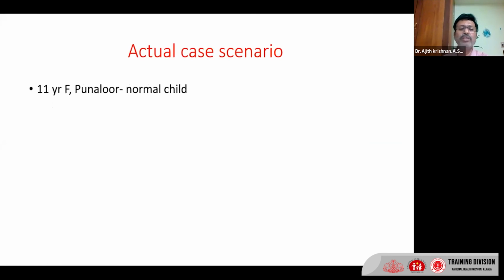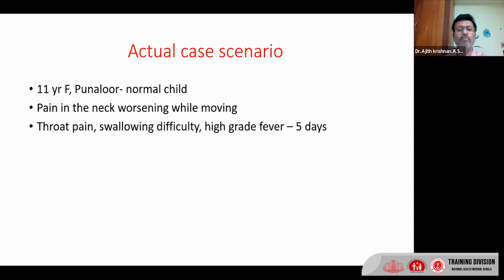This 11-year-old female child from Punalur is a normal child, normal development, fully immunized, with pain in the neck and worsening while moving the head. That is the complaint. And throat pain, swallowing difficulty, and high grade fever. All these have been present for the past 5 days. The child was having high grade fever, swallowing difficulty, throat pain, and pain in the neck.